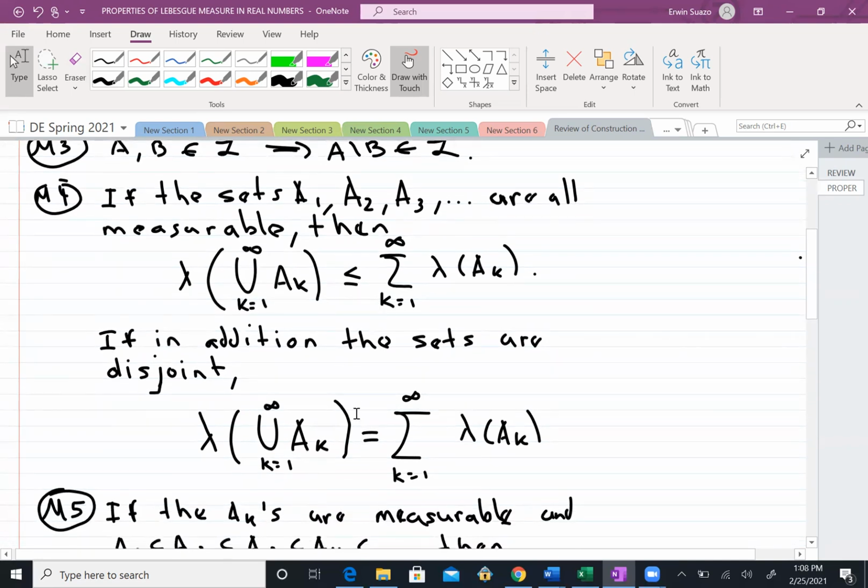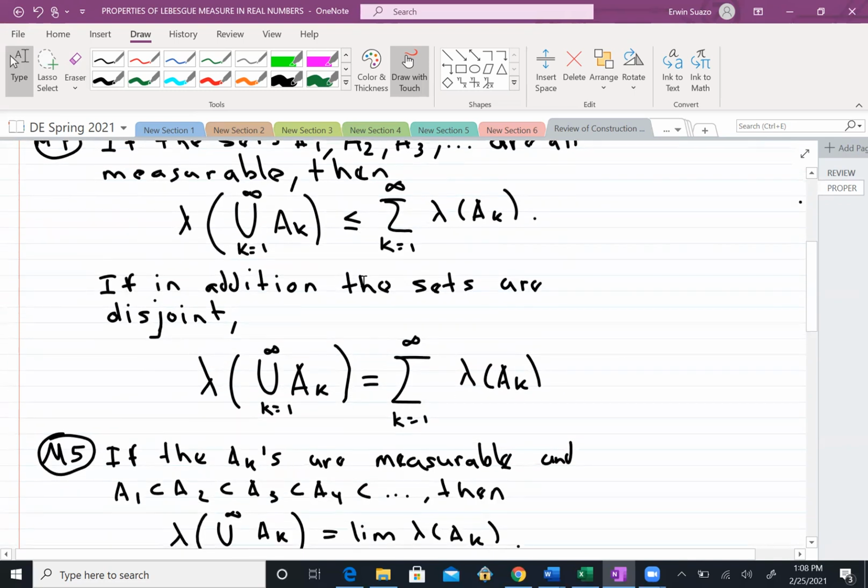And don't get confused, because we always think we have to prove equality. Sometimes this inequality is enough. Okay. If they are disjoint, you have equality. This, you can think of like a triangle inequality, some people call it.